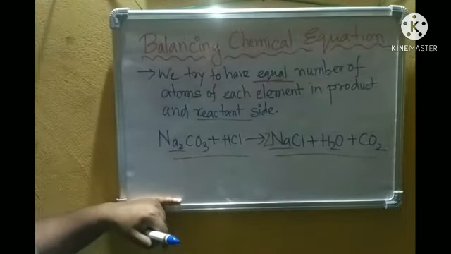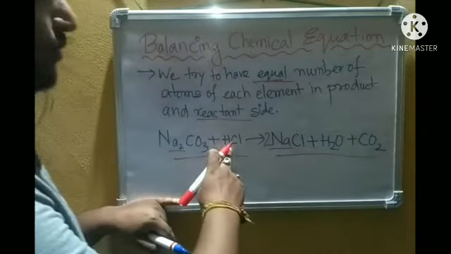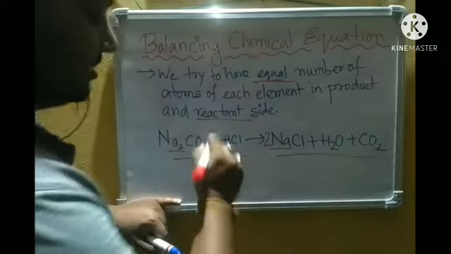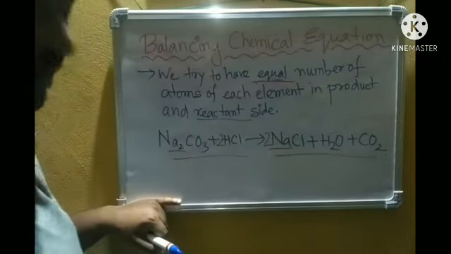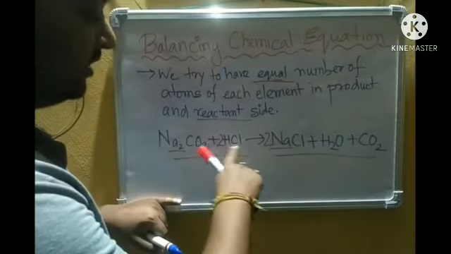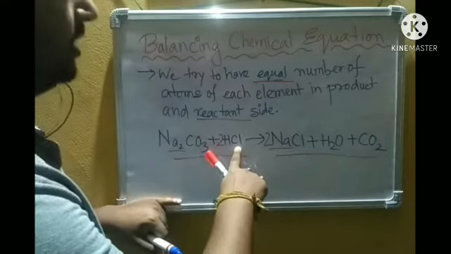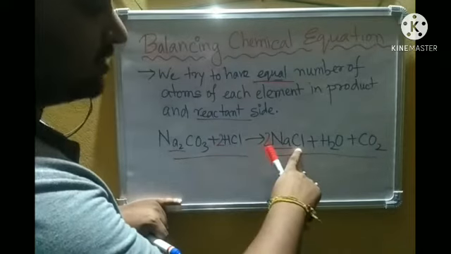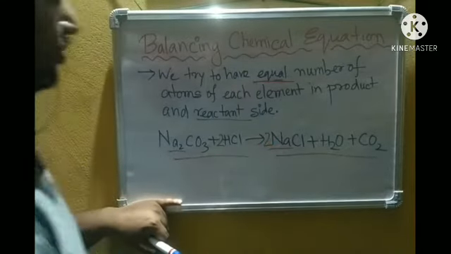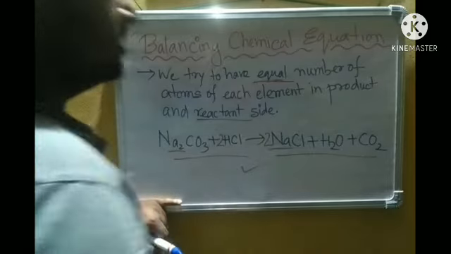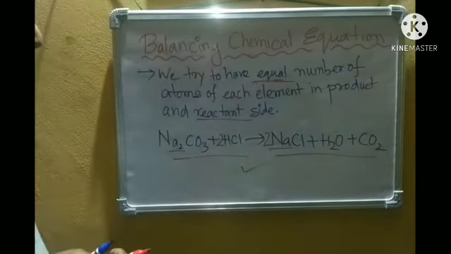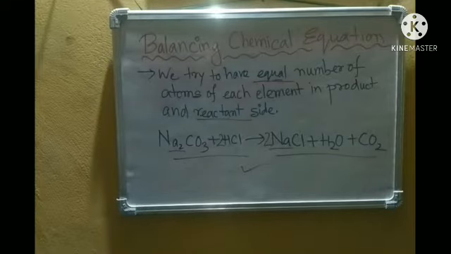Now, let us look at hydrogen. Hydrogen, we have here 1, and here we have 2 hydrogen. So we'll place 2 over here. When we place 2 over here, the number of chlorine atoms on the reactant side is 2, and we also have 2 chlorine atoms on the product side. So now this is a balanced chemical equation. You can have a look at how we have balanced it.